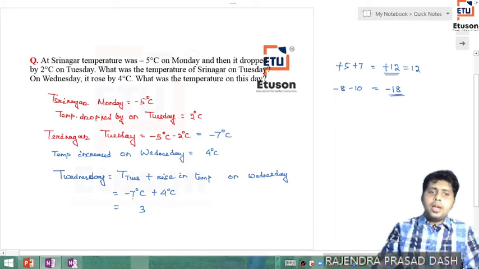So the minus sign is associated with 7, so I will put the minus sign in the final answer. So the temperature on Wednesday will be minus 3 degrees Celsius.